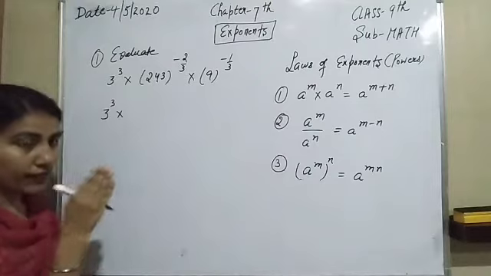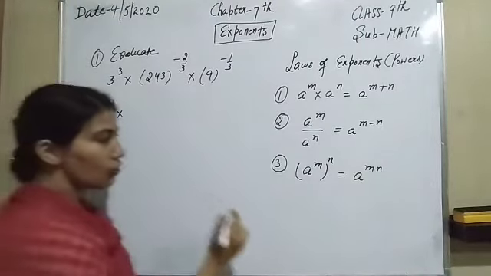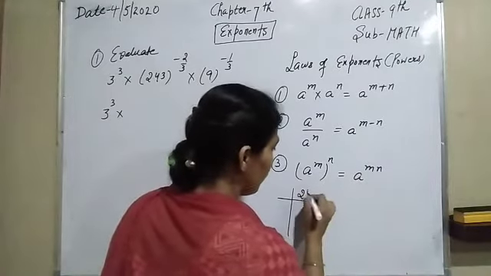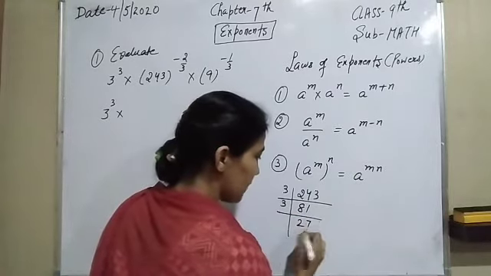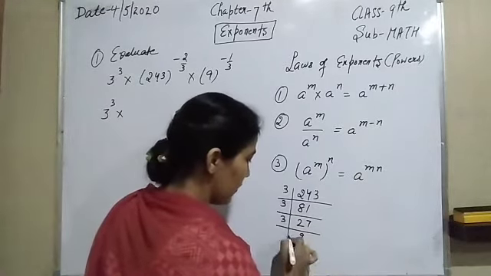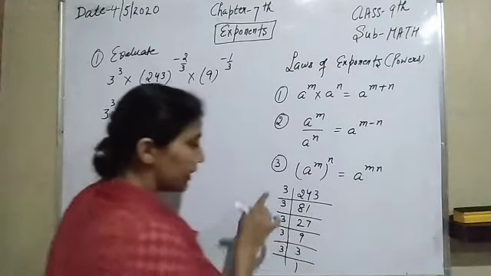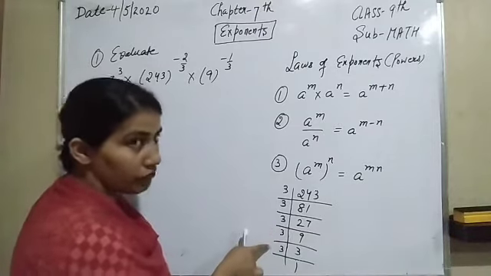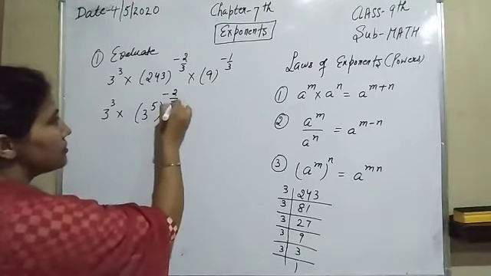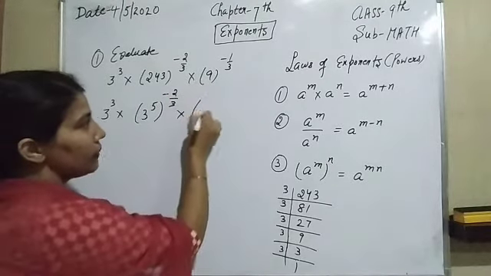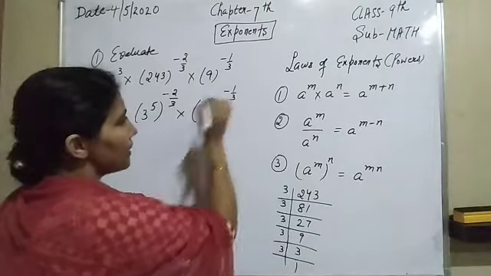Firstly, you have to do its prime factorization, and then convert it into the form of powers. The prime factorization of 243: 3 threes are 9, 3 eights are 24, 3 ones are 3, and so on. That means 3 comes 1, 2, 3, 4, 5 times, so it can be written as 3 raised to power 5, raised to power minus 2 by 3. And 9 can be written as 3 square, because 3 multiply 3 is 9, raised to power minus 1 by 3.